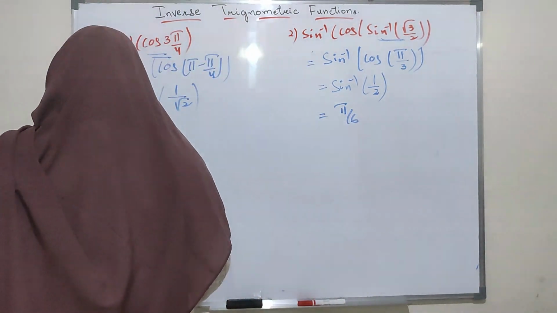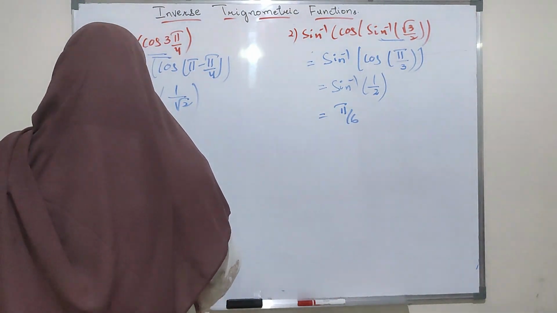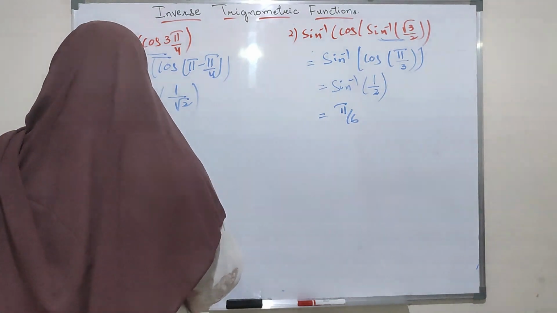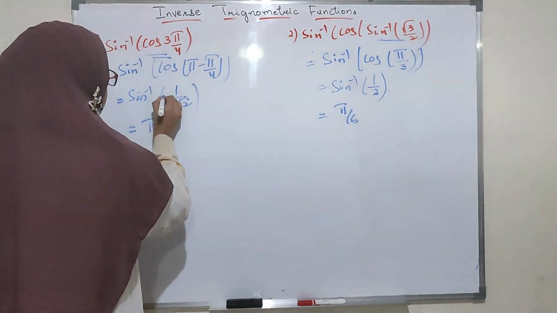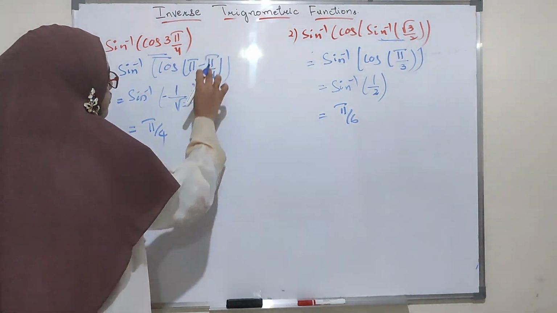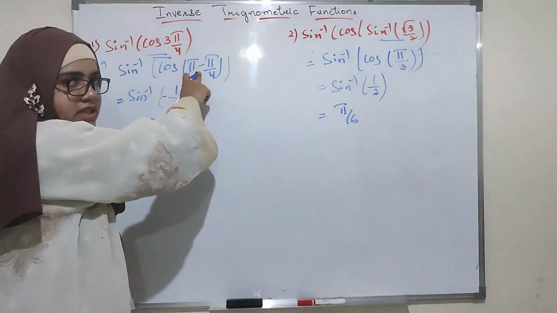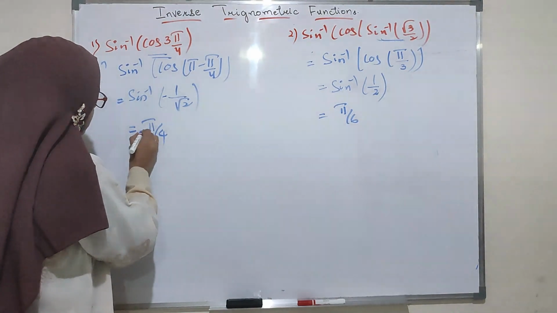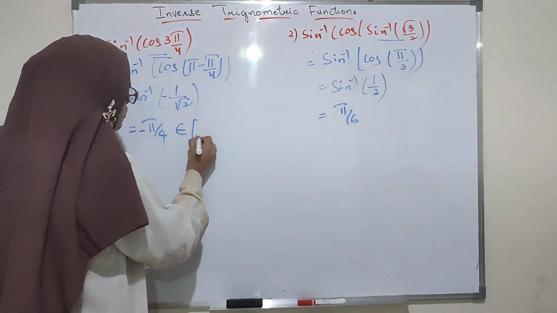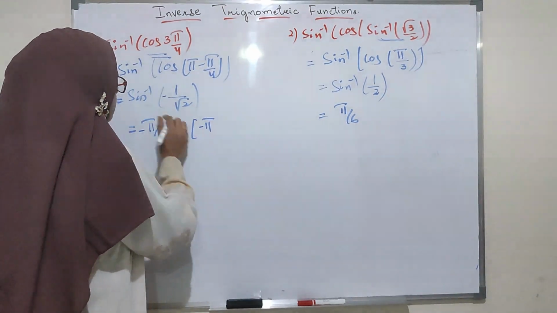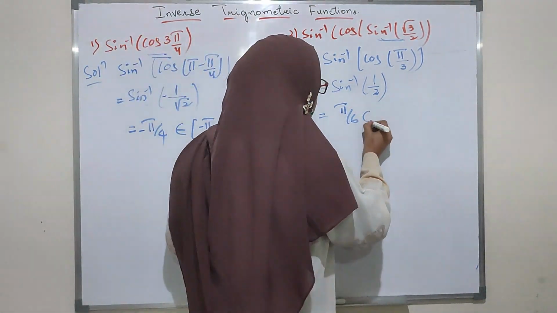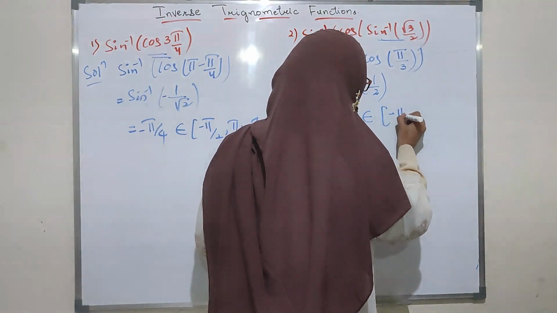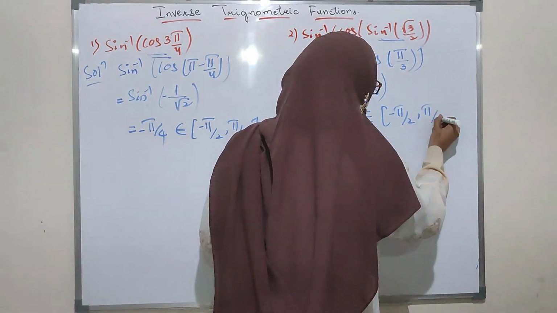Okay, write down another example. And sorry, here we have to write minus, because pi by 4 is 1 by root 2, but we are having minus pi by 4. We have to write it here also as minus, and this one belongs to the range of minus pi by 2 and plus pi by 2. It also belongs to the range of minus pi by 2 and pi by 2.